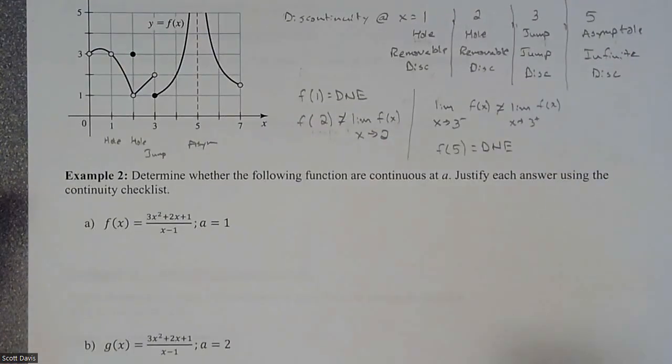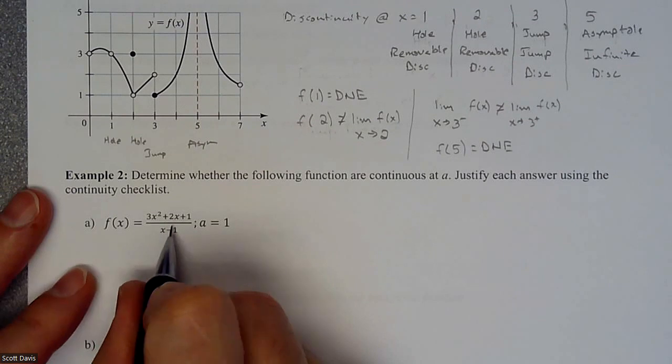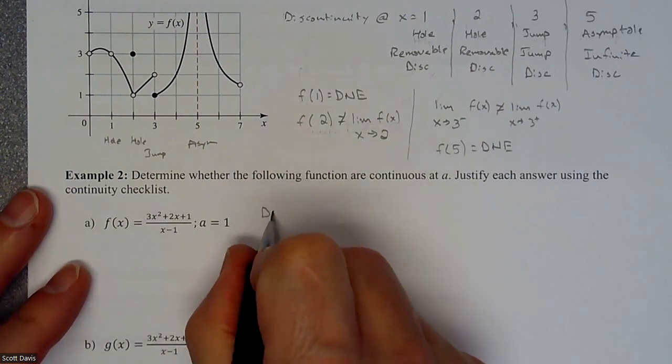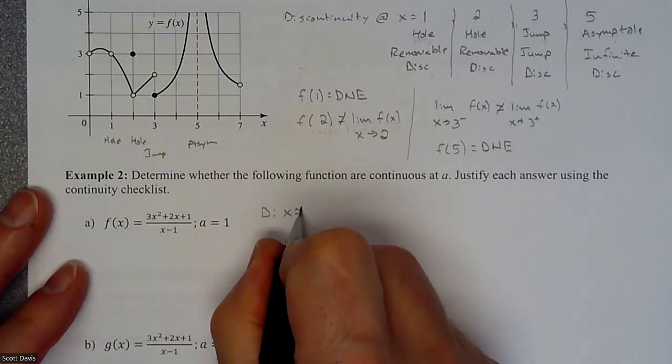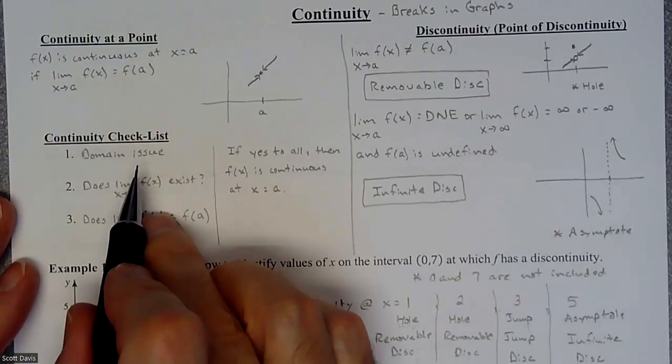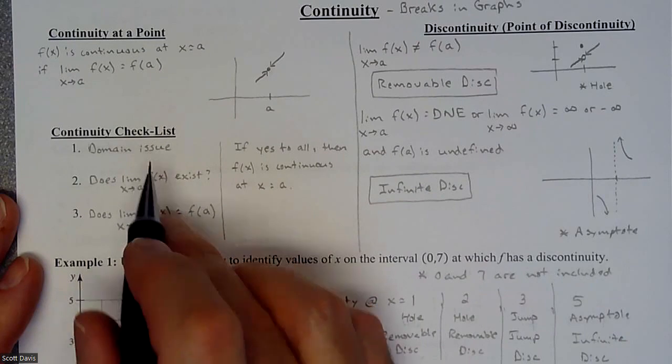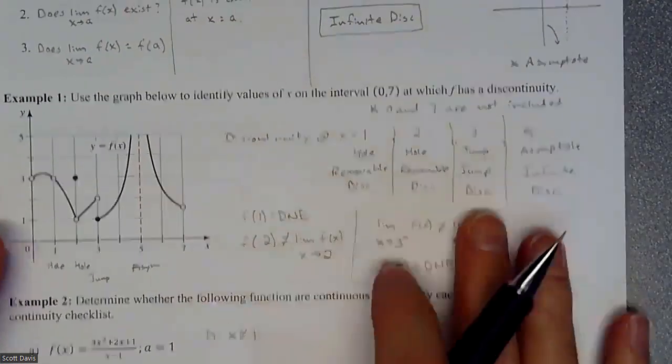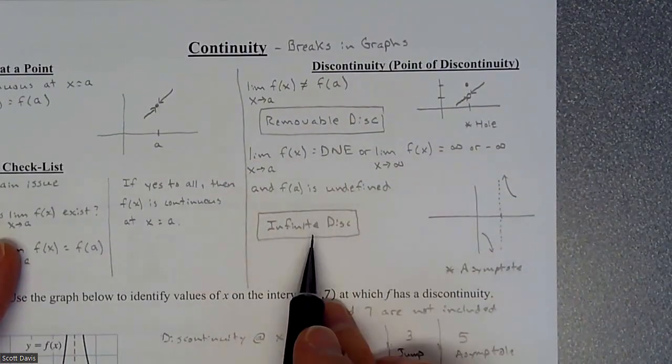So the very first thing is, if I look at this, we have a domain issue and our x cannot equal 1. So instantly, we're not passing. It's going to be a break in the graph. It's not asking us for what kind of a break. It's not asking if it's a hole or an asymptote. It just wants to know, is it continuous or not?